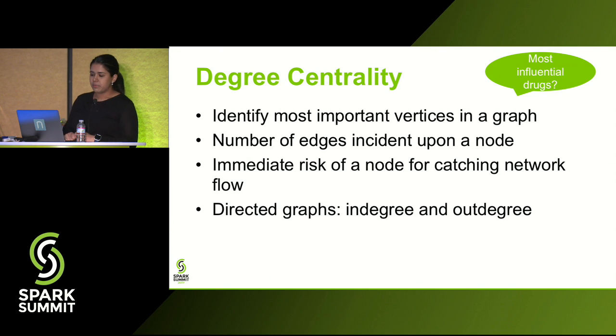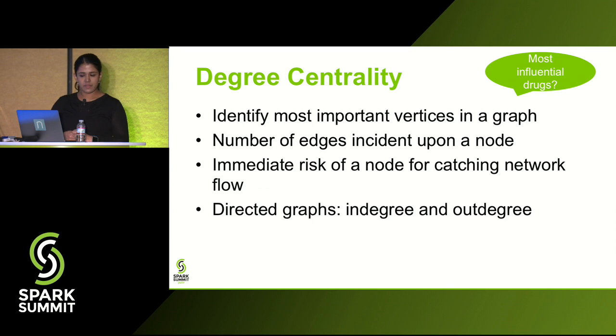The last algorithm I'm going to talk about is degree centrality. That's the one we've used in our demo, and we'll show you how we've used it to derive insights. This helps us understand which are the most influential drugs, or most influential vertices, in this graph. It's pretty simple. Here we're just studying the number of edges incident upon a node. It studies the immediate risk of a node catching a network flow, for example, in a social network or in a state of a biological network. They're very important there.